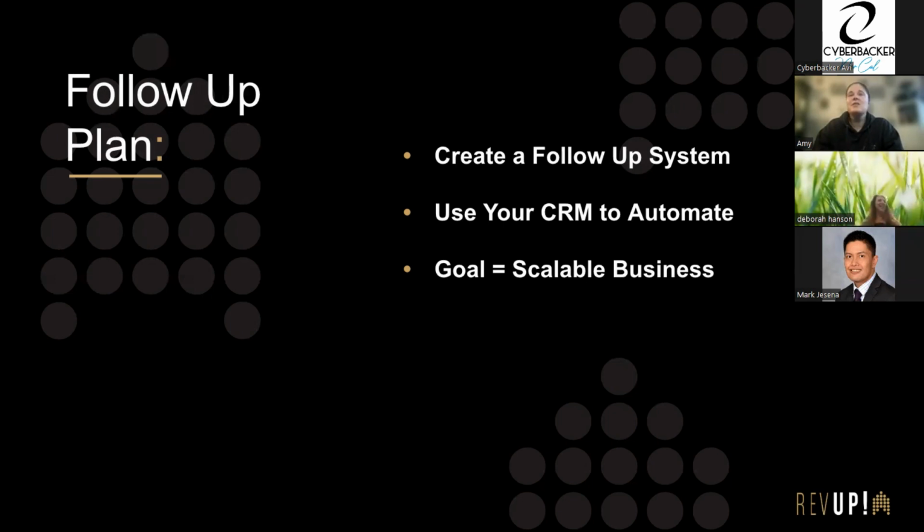Our goal is to create a scalable business. And what that means is if I've only got 50 people in my database right now, and I'm creating this follow-up system and putting these systems and processes into place, and I'm helping to automate those in my database, then when my database grows from 50 to 5,000, I'm still working the same plan. It's still set up to run smoothly. It's set up to automate the steps that can be automated so that I can continue to run and grow my business.